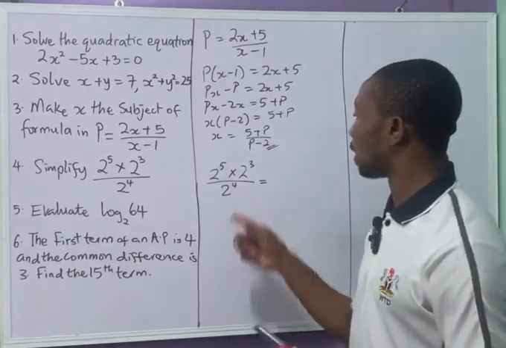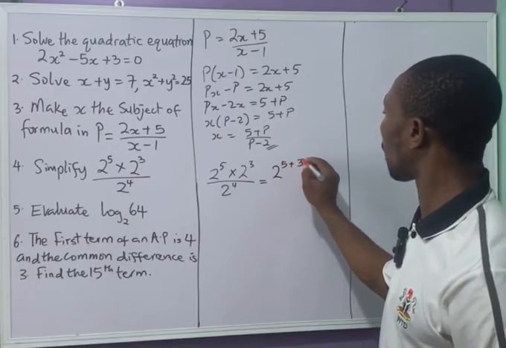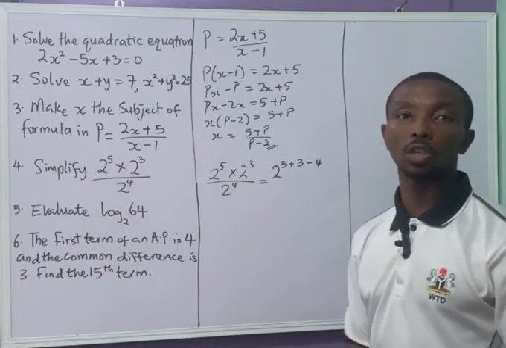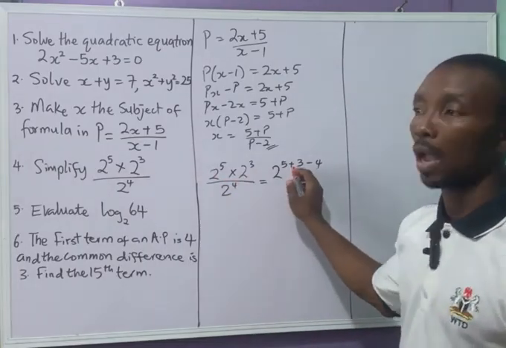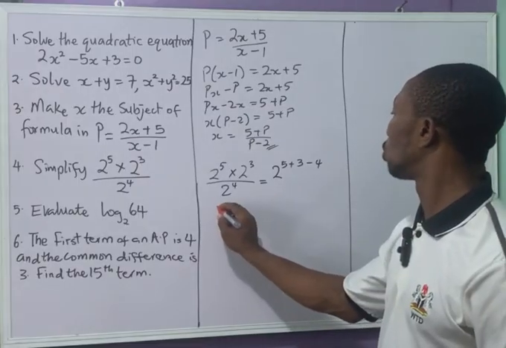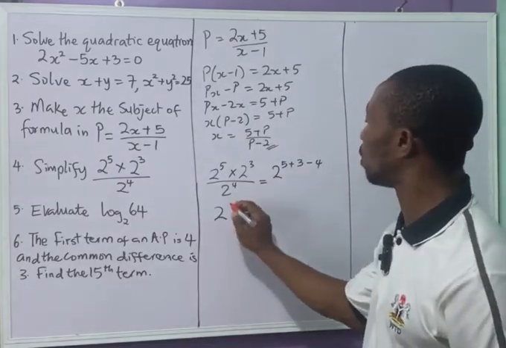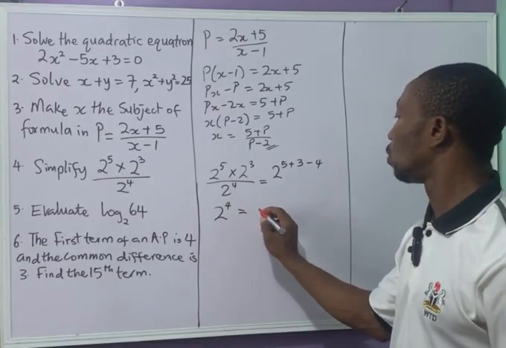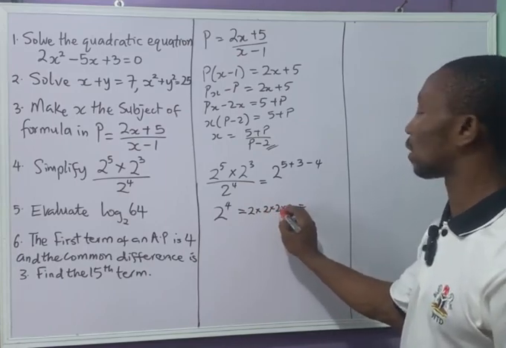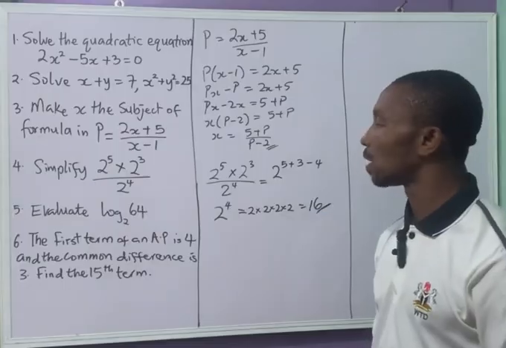All right. Now, in solving this, we have 2 raised to power 5 plus 3 minus 4, because they all have the same base of 2. Multiplication turns to addition, and division turns to subtraction. So this becomes 2 raised to power 5 plus 3, 8; 8 minus 4 is 4, which when expanded gives us 2 times 2 times 2 times 2. 2 times 2 is 4, 4 times 2 is 8, and 8 times 2 is 16. So our answer would be 16.